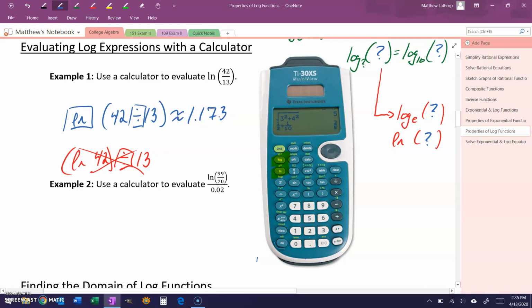If we have a slightly more complicated expression like we do in example 2, again, we just need to be sure we're being very careful with parentheses to evaluate this as the natural log of 99 divided by 70, or if your calculator has a fraction key, you can use that. So closing off those parentheses before we then divide by 0.02 to get approximately 17.331.